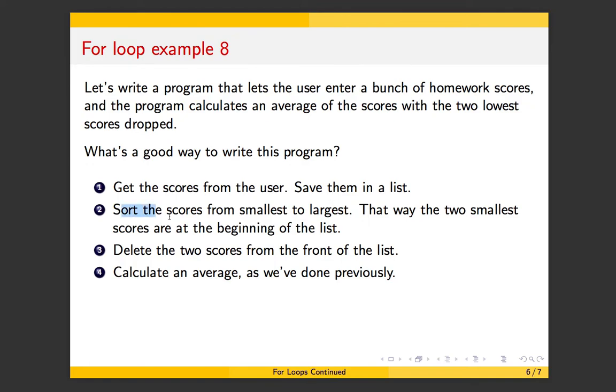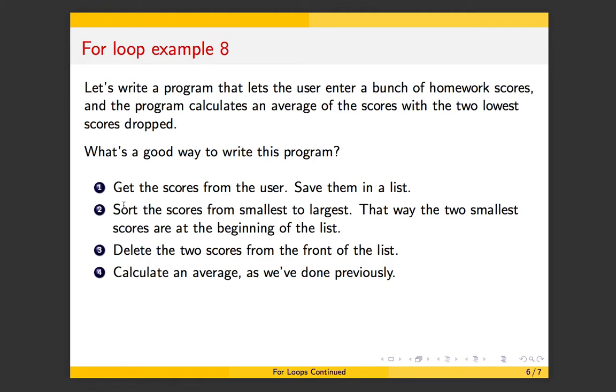We should then sort the scores from smallest to largest, if we can. And why is that a good idea? That's a good idea because then the two smallest scores, we know where they are, they're at the beginning of the list. We have a delete command, right? So we can use that to delete those two scores from the front, and then we can calculate an average as we already know how to do.